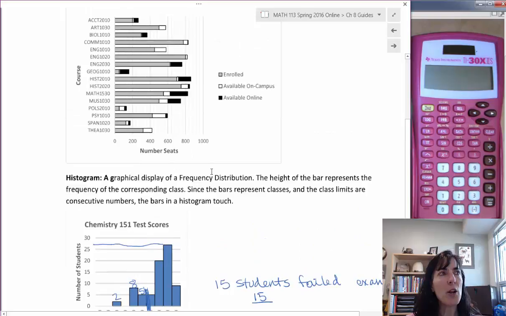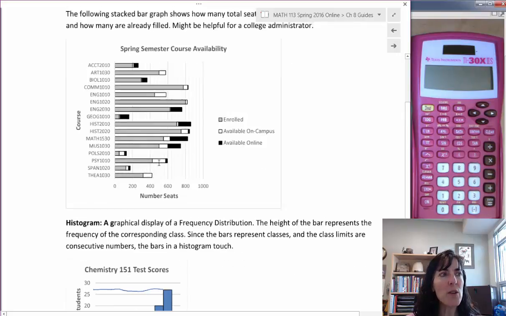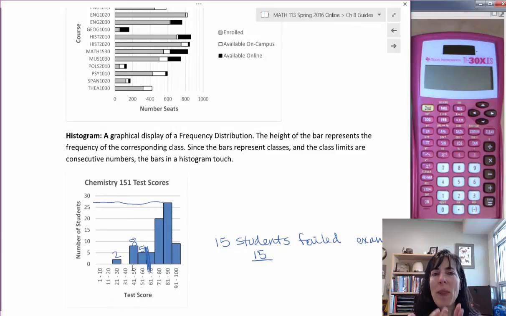Look back up here at our bar graph. These categories don't touch because it's not like sequential numbers between accounting and art. They're just completely different classes, and so the bars should not be touching. Down here, we're talking about test scores, and they do butt up next to each other. A 60 is followed by a 61, by a 62, and so the bars are touching for a histogram.